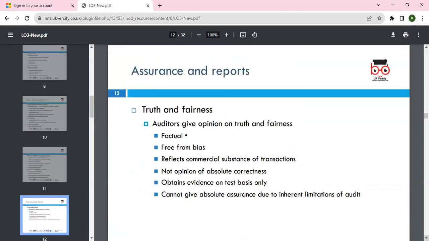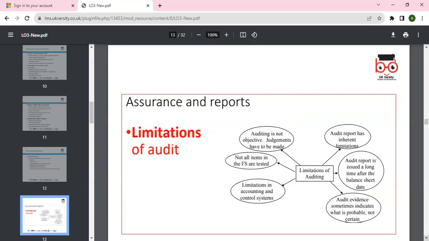Assurance, true and fair. Yes, auditors give the opinion on truth and fairness: factual, free from bias, reflecting the commercial substance of transactions, and not an opinion of absolute correctness. They obtain evidence on a test basis only, and cannot give absolute assurance due to the inherent limitations. That is what the assurance report should be.